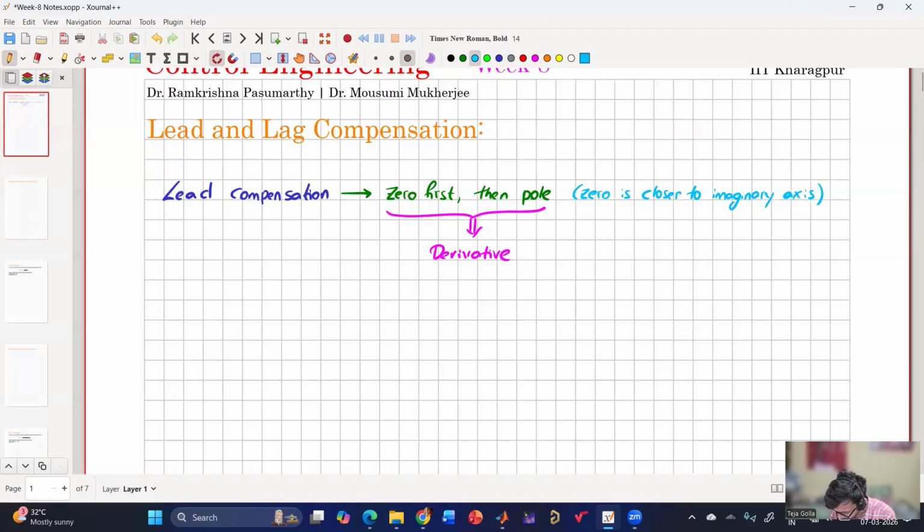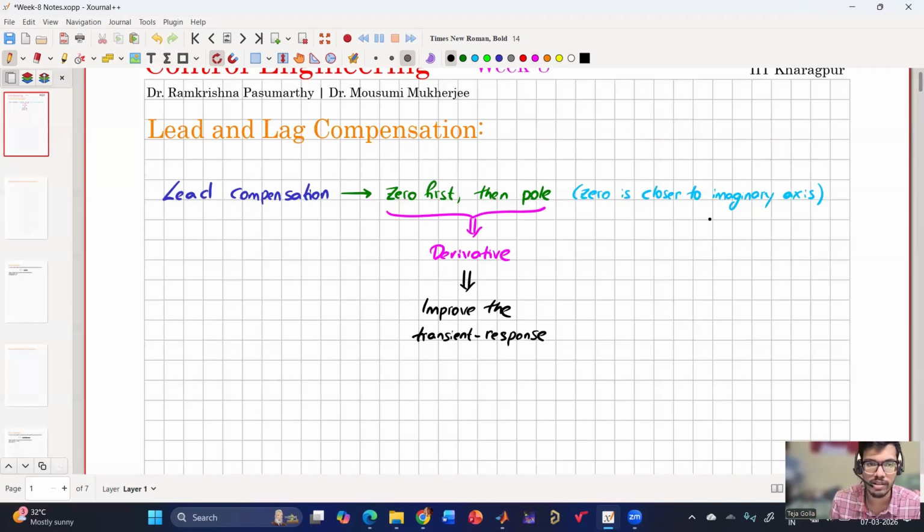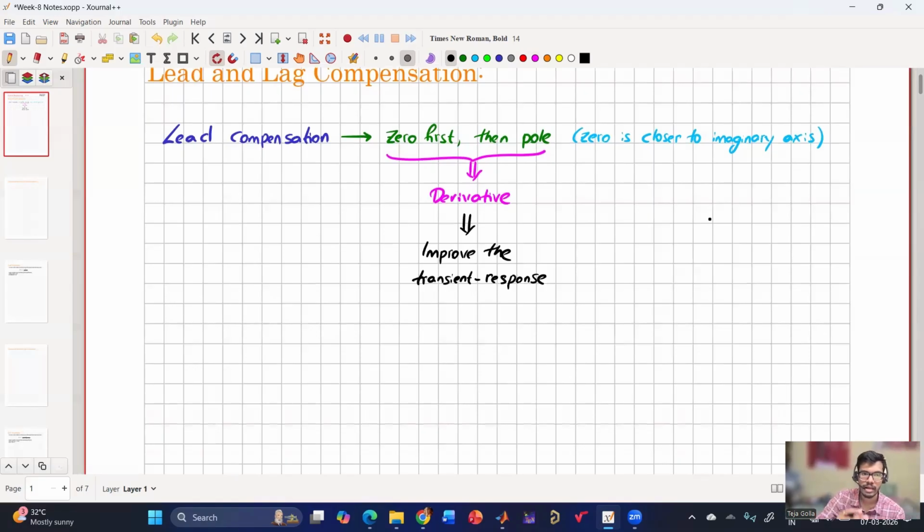So all of them are interlinked. Derivative means improve the transient response. So if a question asks to design a control so that the transient response requirements are met, say they have given the settling time and peak overshoot, then we'll directly use lead compensation, because lead compensation means phase lead. Phase will lead when first the zero comes, so then only the phase will be positive. Then the pole comes, and it will be made zero again. So the zero comes first, then the pole. Zero means it is in the numerator, so it is acting like a derivative, and derivative means it will try to improve the transient response.